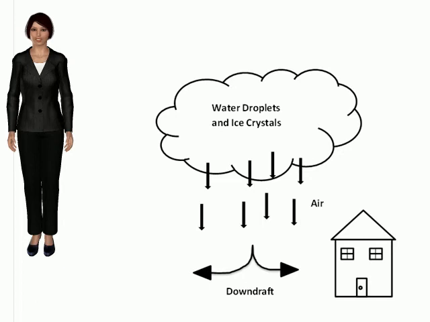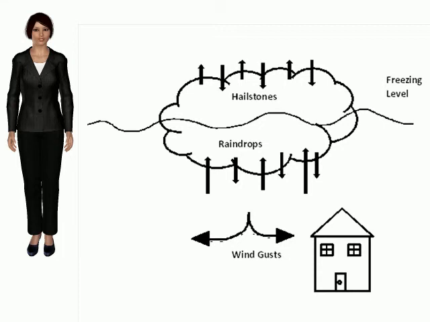Eventually, the water droplets and ice crystals become too large to be suspended by updrafts. As raindrops and ice crystals fall through the cloud, they drag some of the air in the cloud downward, producing downdrafts. When downdrafts strike the ground, they spread out in all directions, producing the gusts of cool wind people feel just before the start of rain.